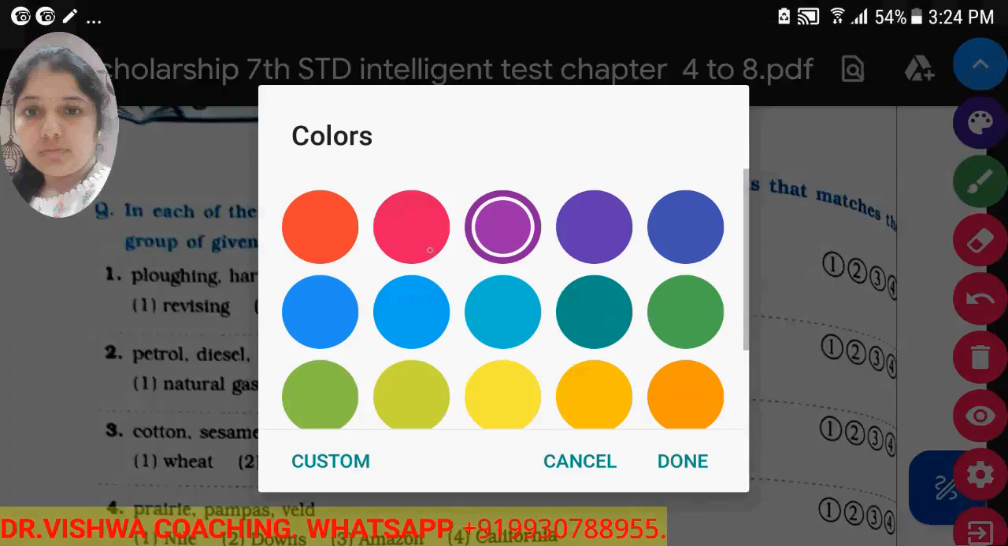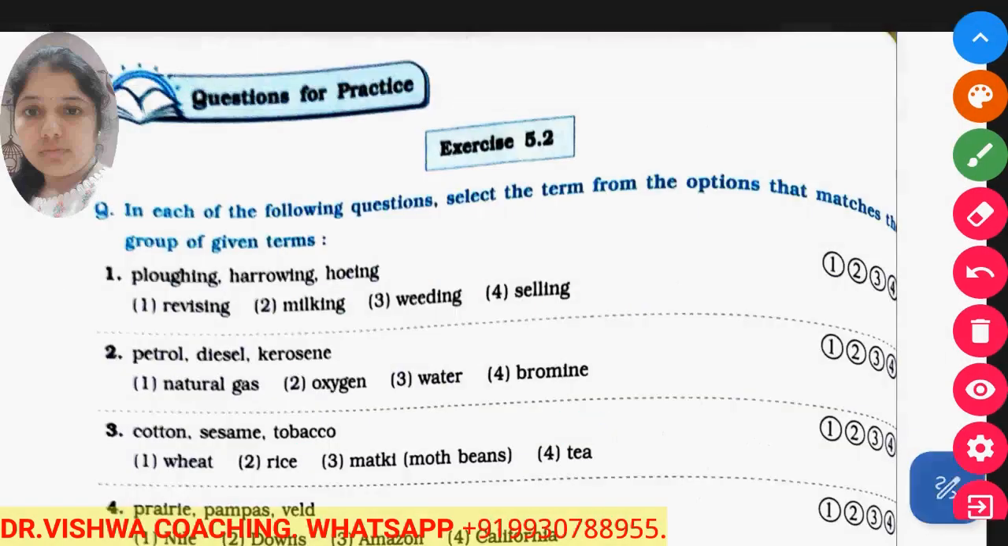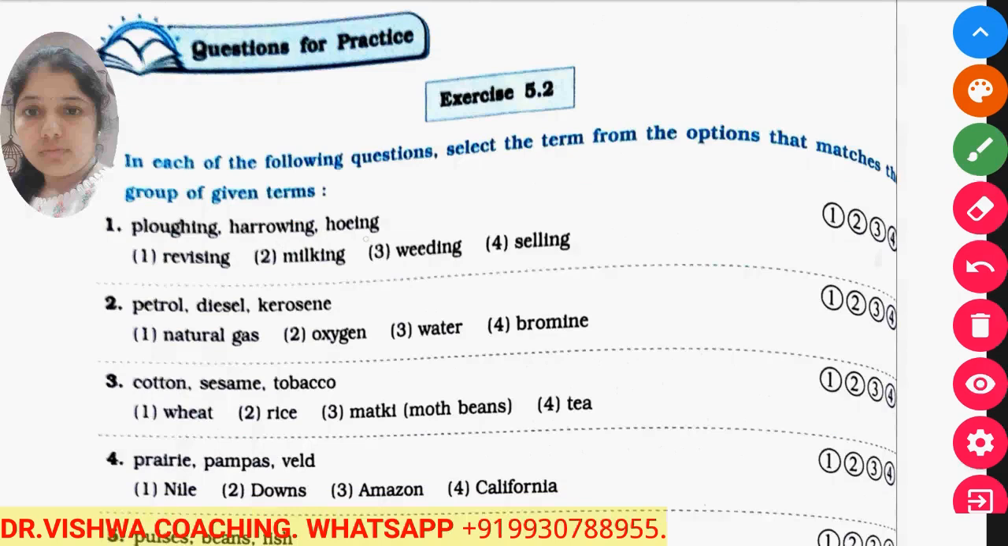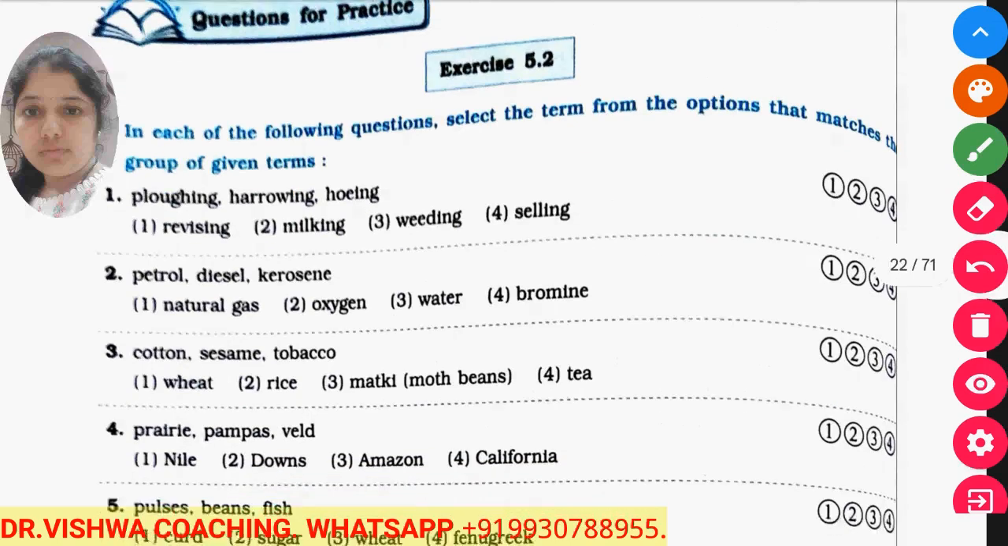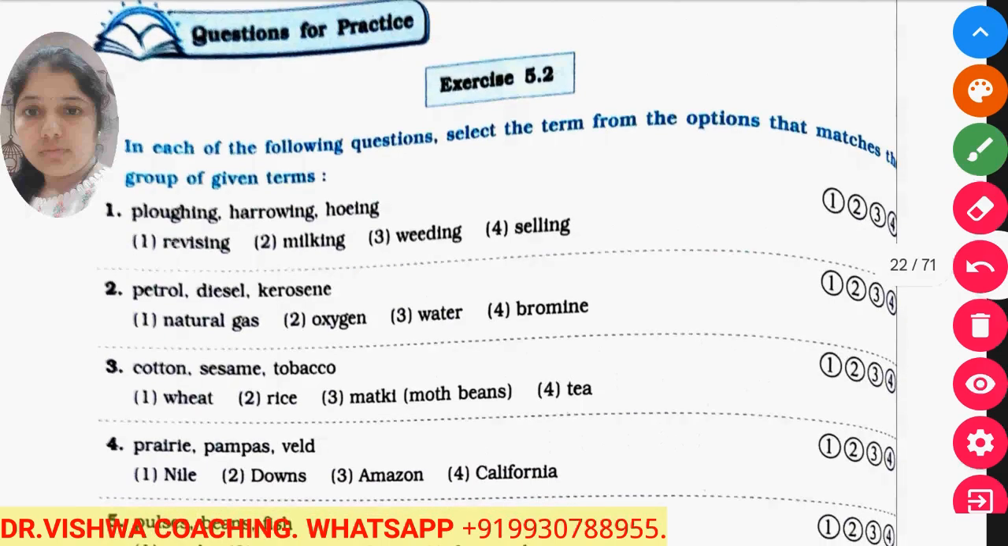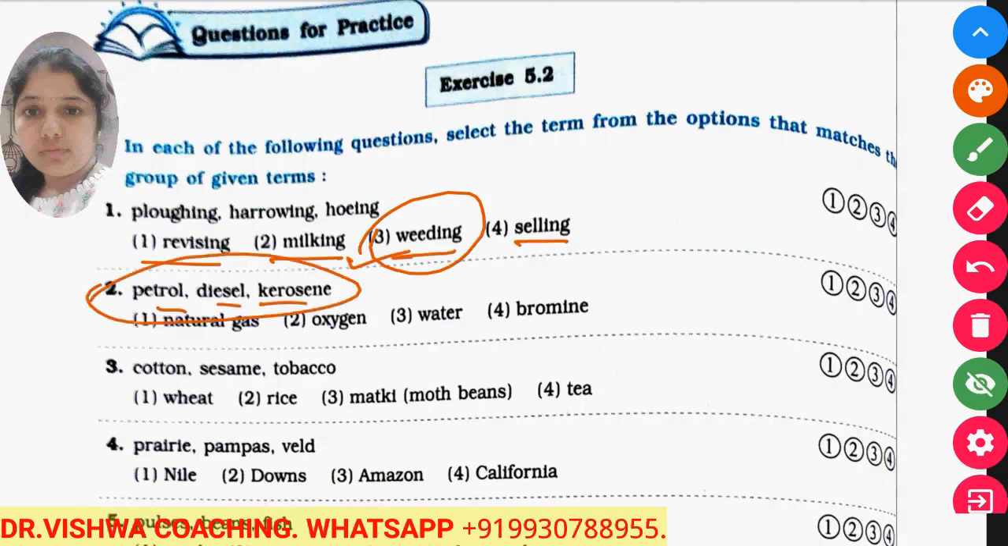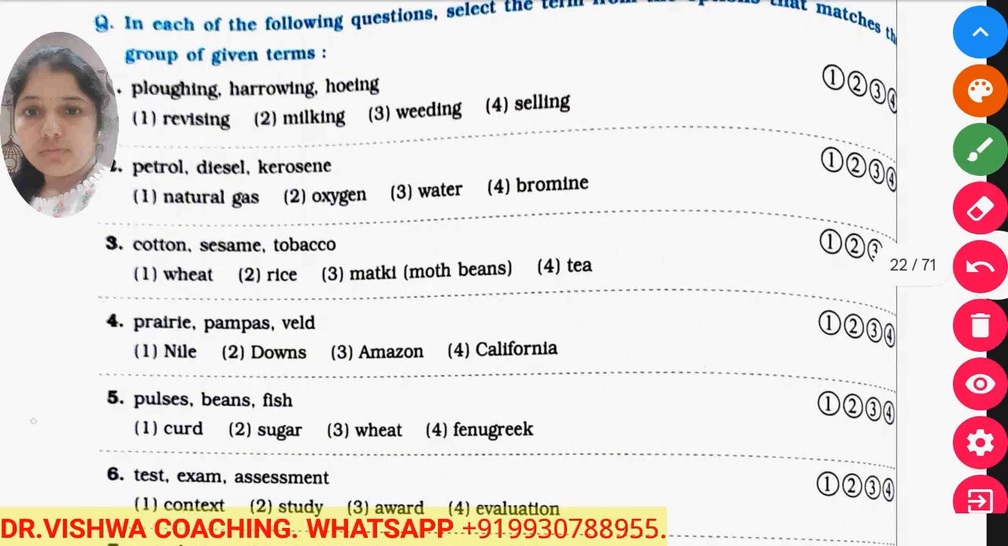Now see, in our given question, ploughing, harrowing, hoeing is the given option. So these all are related to farming. Okay. So the correct option may be revising or milking or weeding or selling. So weeding is the correct option. Okay. Now petrol, diesel, kerosene, all are petroleum products. So natural gas is the option which is used as a fuel. Okay. So like this you have to think and you have to give the answer.